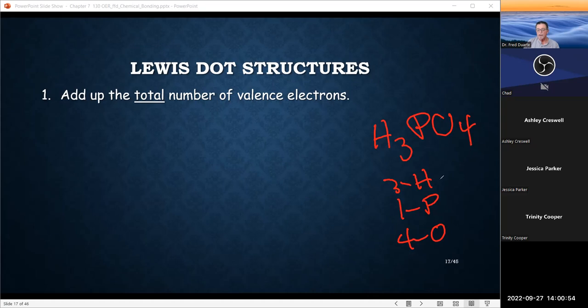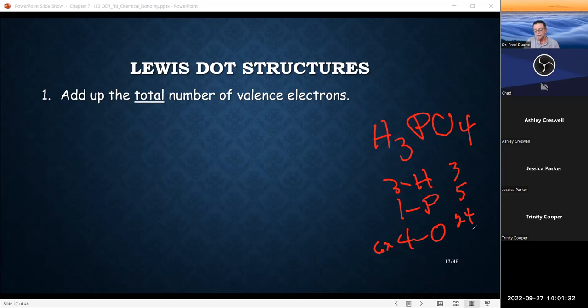Once we know that, we go find out the number of valence electrons each atom brings to the table, so to speak. Hydrogen brings 1, okay? But there's 3 hydrogens, so we got a total of 3 valence electrons coming from the hydrogen. Phosphorus brings 5, right? Because it's in group 5, so it brings 5. Oxygen brings 6, and there's 4, so there's 24 valence electrons, okay?